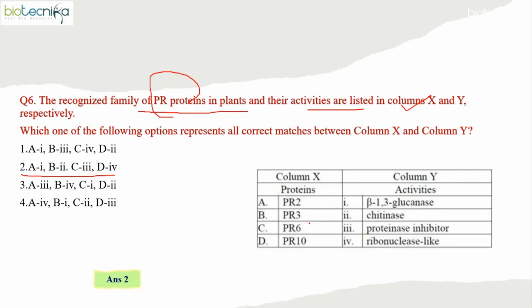So, we have different types of PR proteins, and based upon the PR proteins, you have the corresponding features. So, for example, PR2 has beta-1,3-glucanase activity. PR3 is chitinase. PR6 is a proteinase inhibitor, and PR10 behaves like a ribonuclease. So every protein has some unique activities that are required by the plants for their survival.